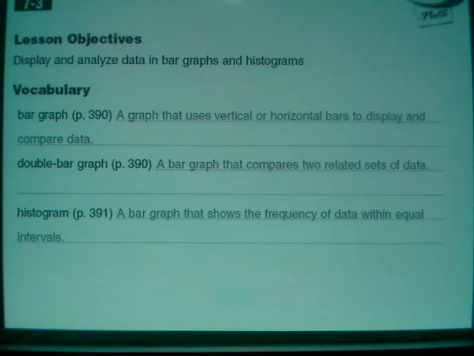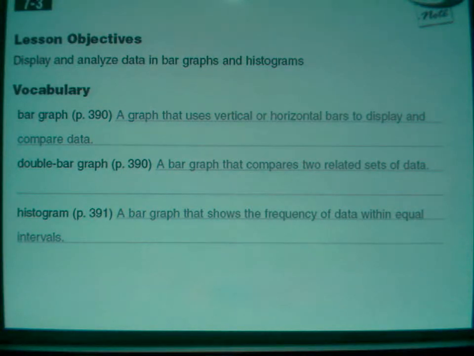The definition of a bar graph. A bar graph is a graph that uses vertical or horizontal bars to display data and compare data. A double bar graph is a bar graph that compares two related sets of data. And a histogram is a bar graph that shows the frequency of data within equal intervals.